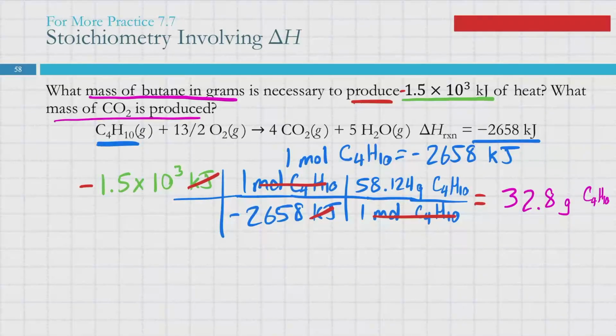So if we added a negative in front of our energy to start with, we would end up with a positive number at the end. Or if we just knew that we can't have negative grams, and if we were thinking about it in the moment, we switched it to a positive number, that would also fix our issue. Okay, so keeping in mind our negative, we also wanted to know what mass of CO2 is produced.